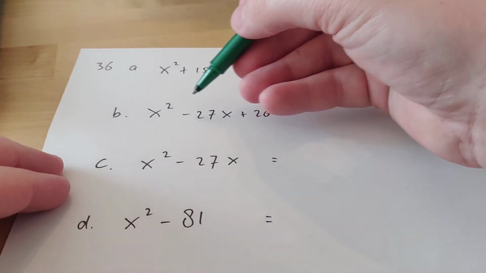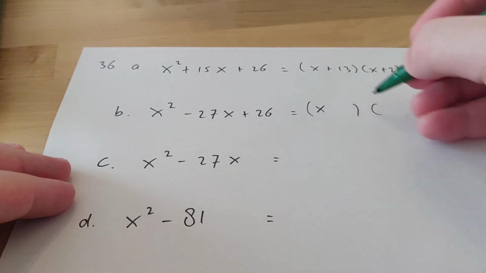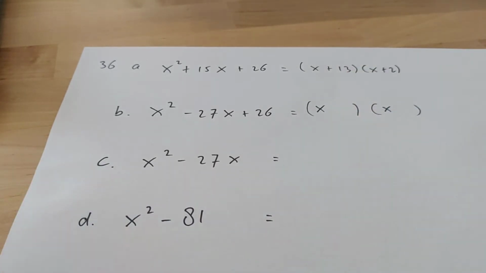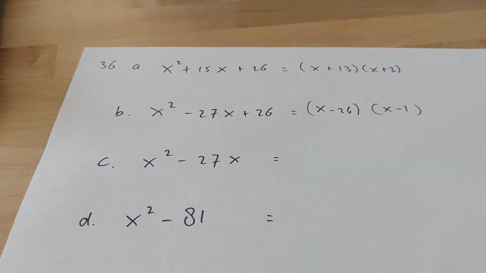Next one. Here we see also three different things. So you have to use the product sum method again. So write down an x there, write down an x there. Two numbers, if you multiply them you get 26 again, but when you add them you get minus 27. Well, in this case it's minus 26 and minus 1, because when you multiply them you get plus 26, and when you add them you get minus 27.